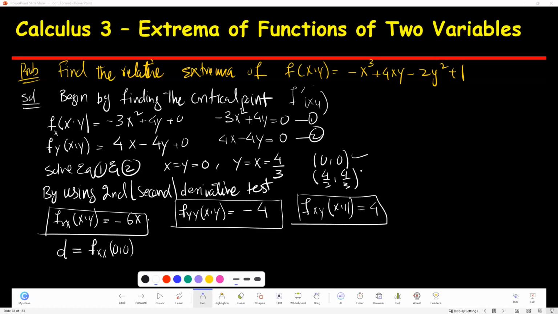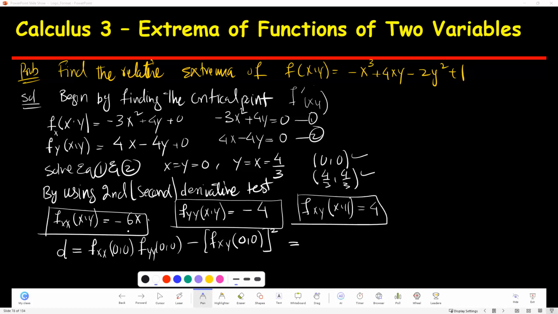So I'm going to check this point and this point. I'm going to check point number 1, which I'm checking right now, 0, 0. Then I'm going to substitute 0, 0 into the second derivative. Then I take the first derivative with respect to x and the second derivative with respect to y, substitute the critical point and take the square.